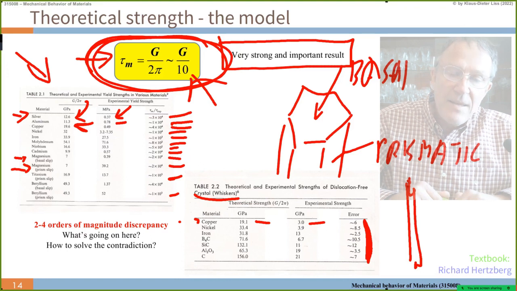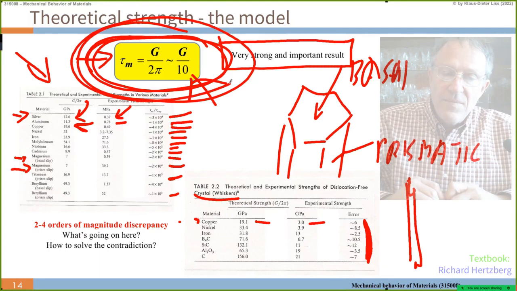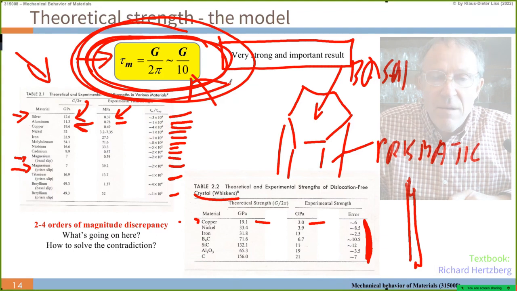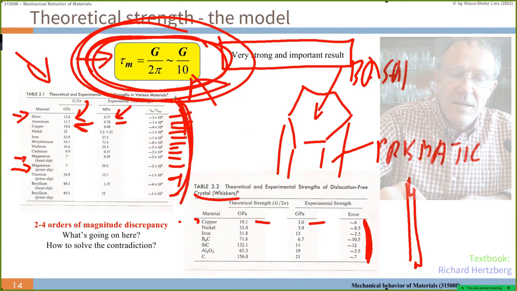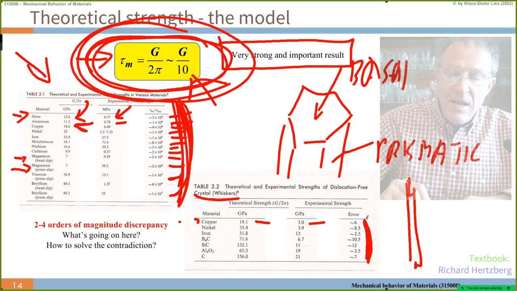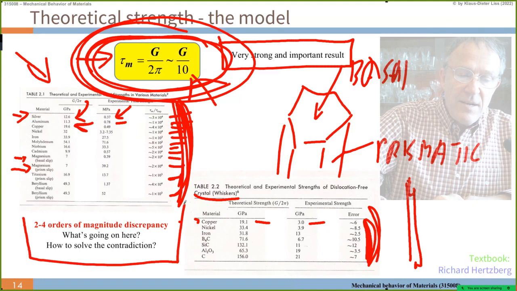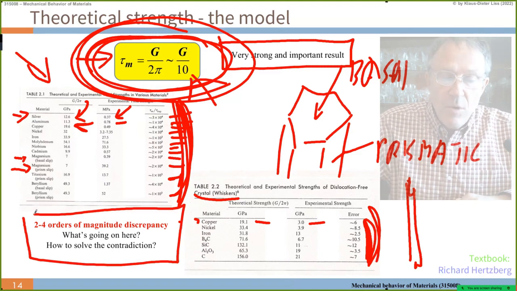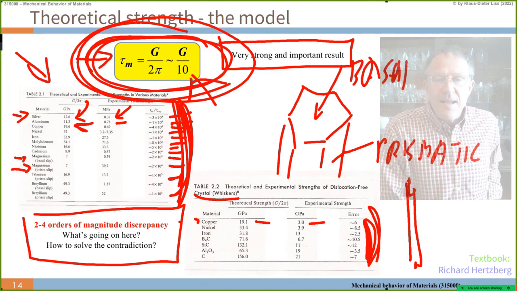That means this yellow equation is a good estimate for an upper limit of yield strength. But in big normal bulk material, it does not work at all. In whiskers, we approach it. So in general, we have 2 to 4 orders of magnitude discrepancy, and the question is, what's going on? How can we solve this contradiction? Any idea?